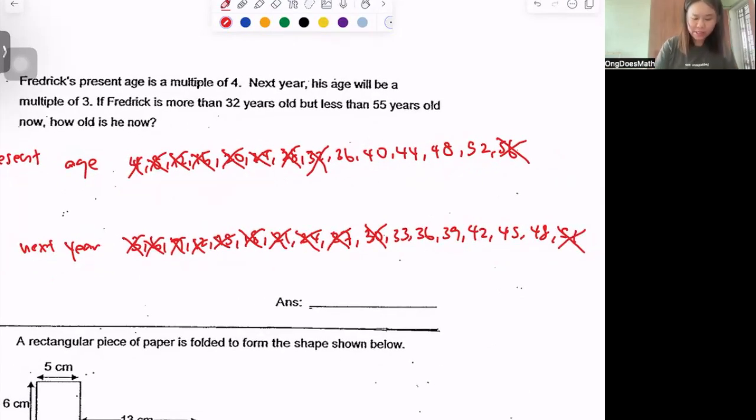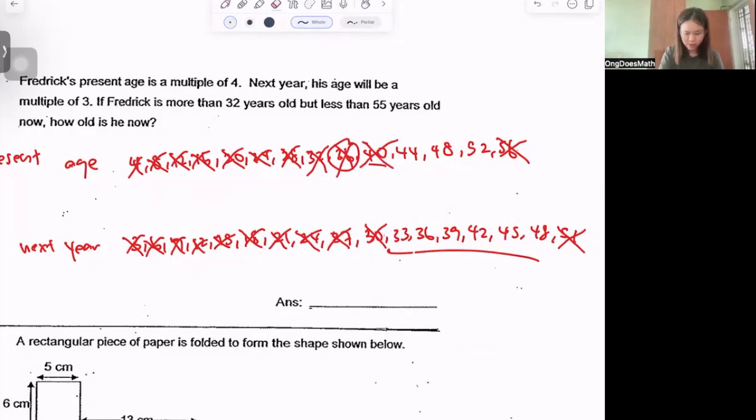If your present age is 36, it means next year must be 37, right? You see a 37 here? No, so you'll cancel this off. Next, present age might be 40. If this year is 40, next year must be 41. Is there 41 here? No. So we can cancel this. What about present age being 44? It means next year Fredrick must be 45, right? Is there a 45 here? Yes, there is. Which means how old is he now? He is 44 years old. And that's your answer.